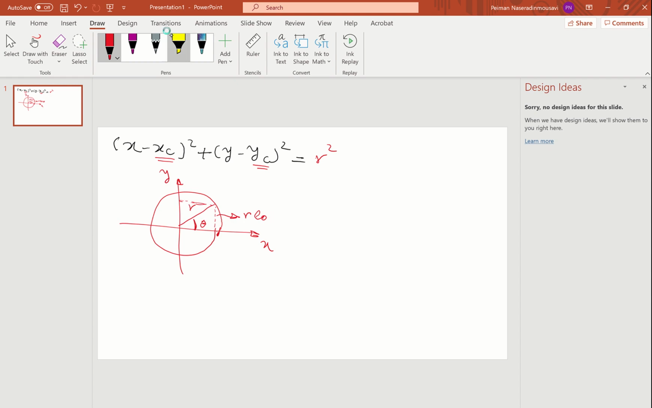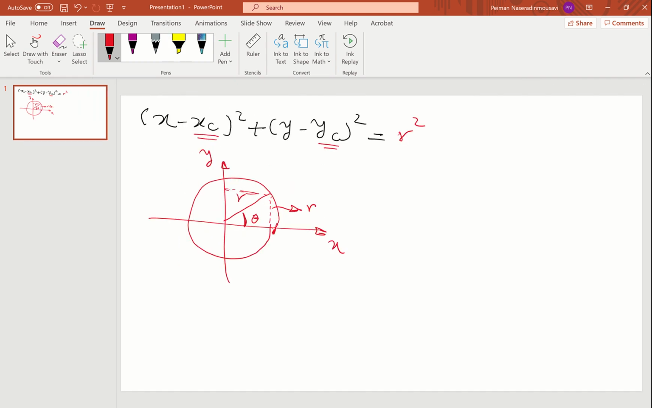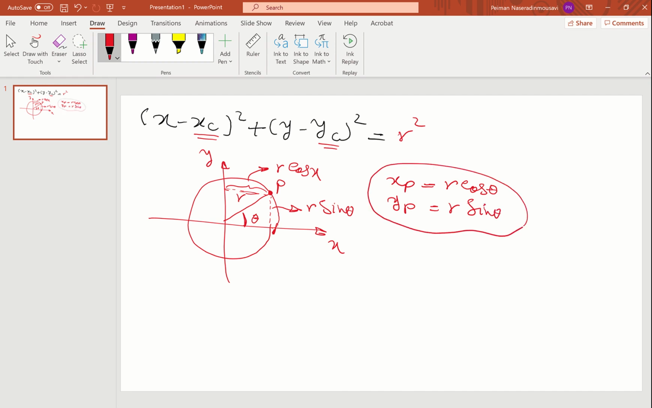Sorry, sine. I'm getting older, guys. R sine theta, and this is going to be r cosine theta. So if you assume a point on the circle, the x of p is r cosine theta, and the y of p is r sine theta. So keep this in mind, because when I'm developing code in Matlab, you'll see how I'm doing it.